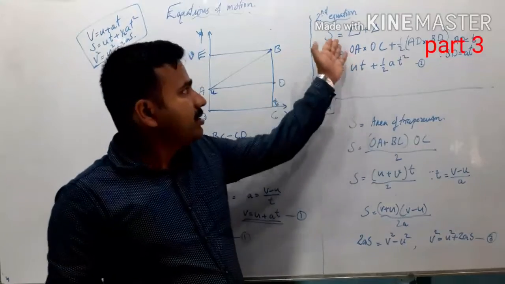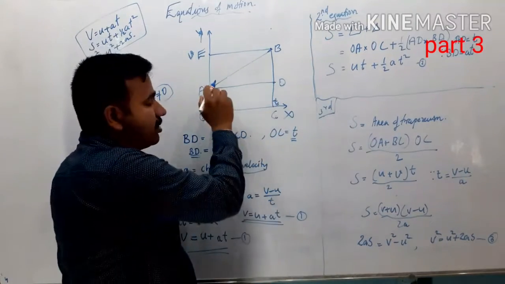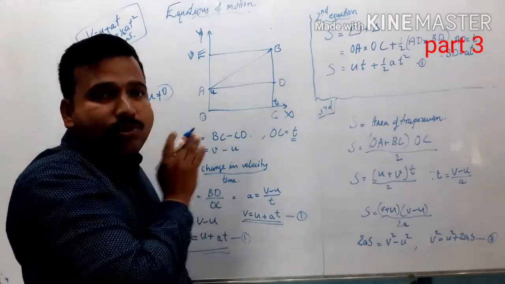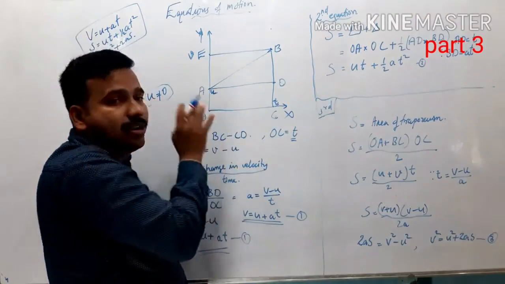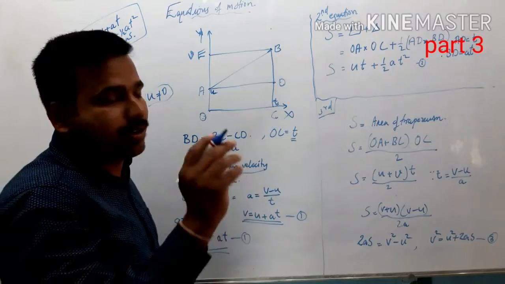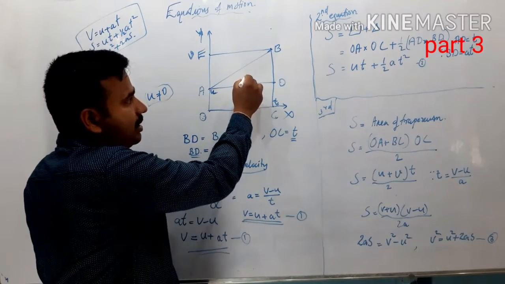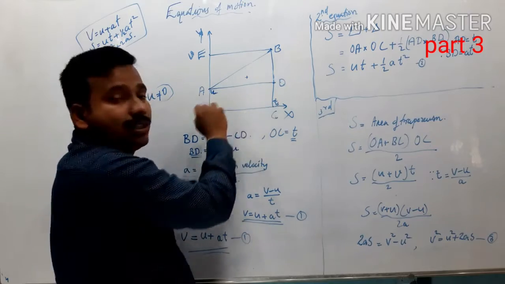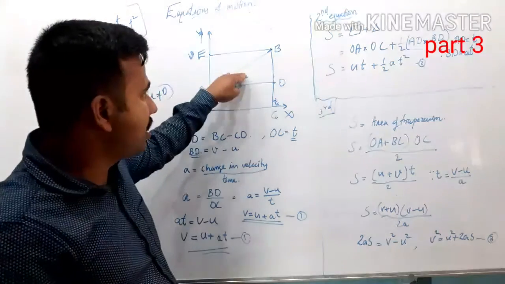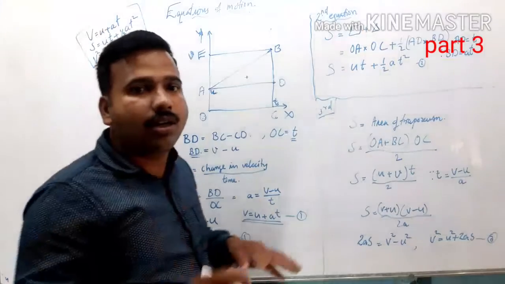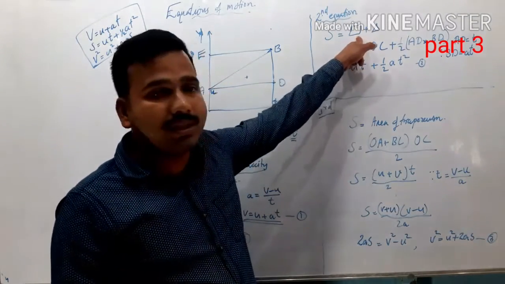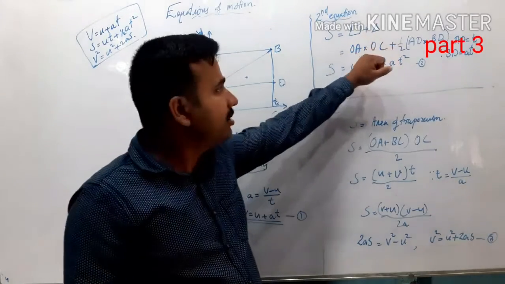Similarly, we already saw this in the previous graphs section. In the case of uniformly accelerated motion, we can find the total distance traveled by the object by calculating the area of the triangular portion plus the area of this rectangular portion. The sum of these two areas will give you the total distance traveled by the object. So you can see, area of the rectangle plus area of the triangle.